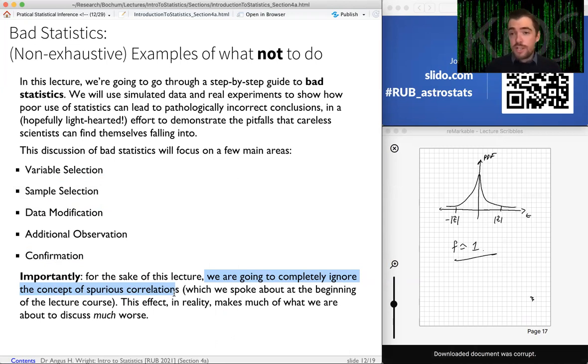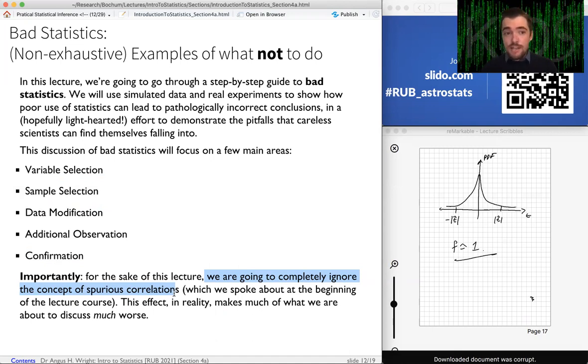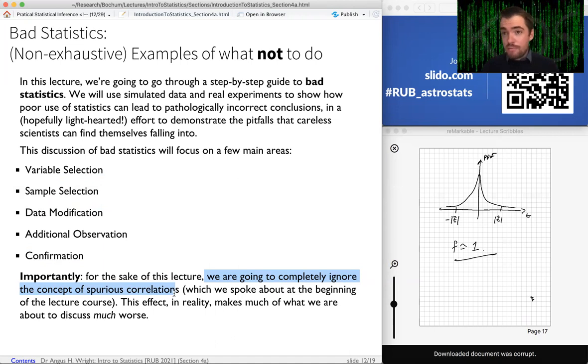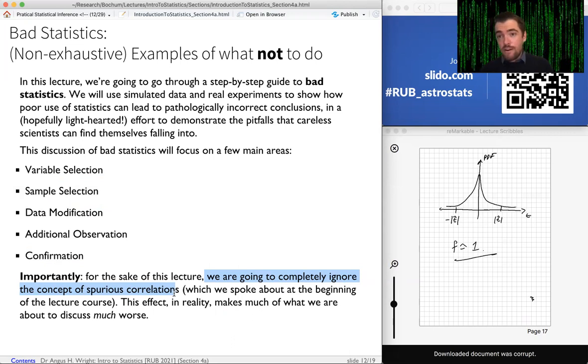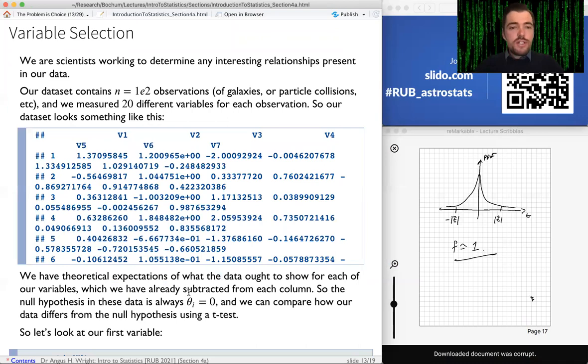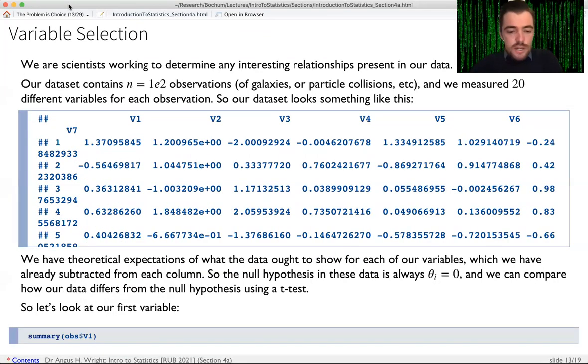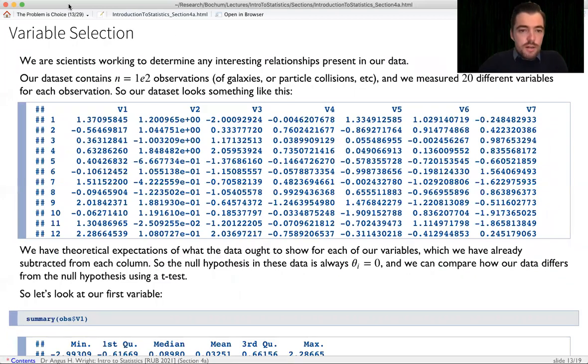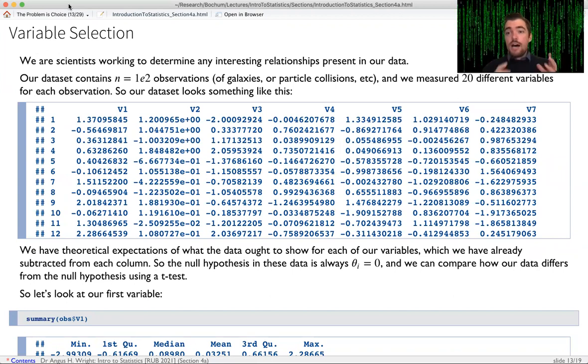It's also almost a best case scenario because we're going to look at these things one at a time. And in reality, if you were to combine these bad practices, you can hack your way to very, very significant results very, very easily. And we'll see how that happens. So we're going to start off talking about variable selection. So scientists working with a particular set of observations will generally have a large number of variables that they measure.